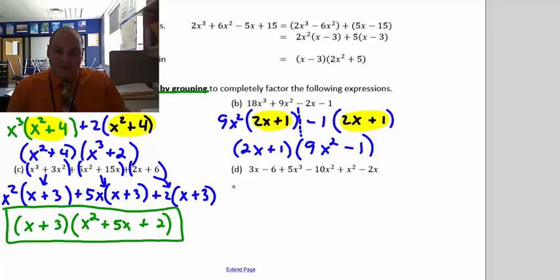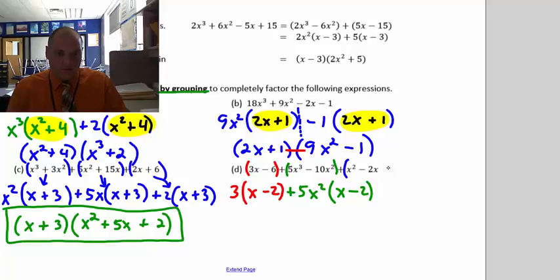And then one more. What's common here? We'll change colors. We'll do 3 here, 3 times x minus 2. That's this group right there. And then we'll do this group, 5x squared times x minus 2. And then we'll do this group, which is x times x minus 2. All right, and then we'll put it all together. Common factor, x minus 2.